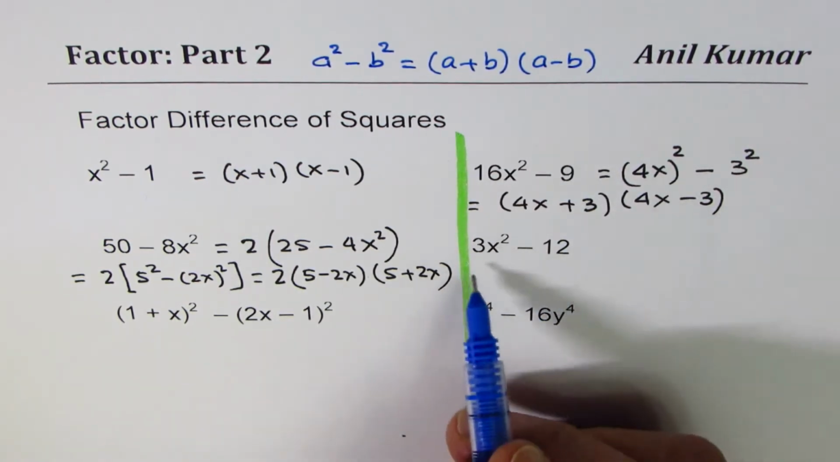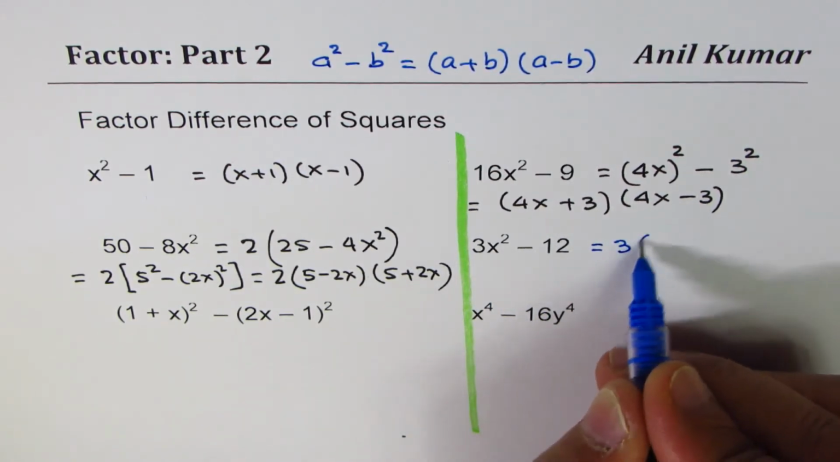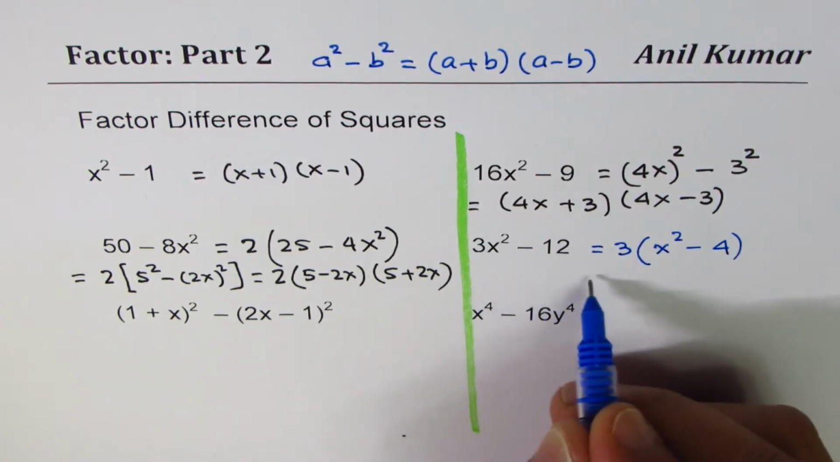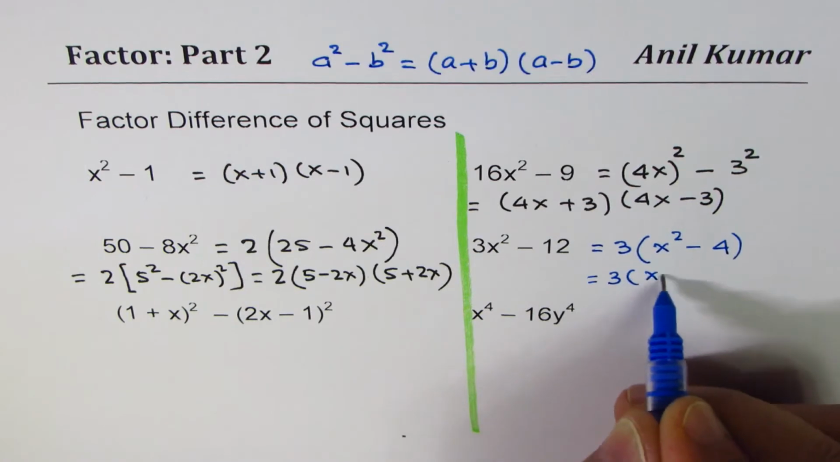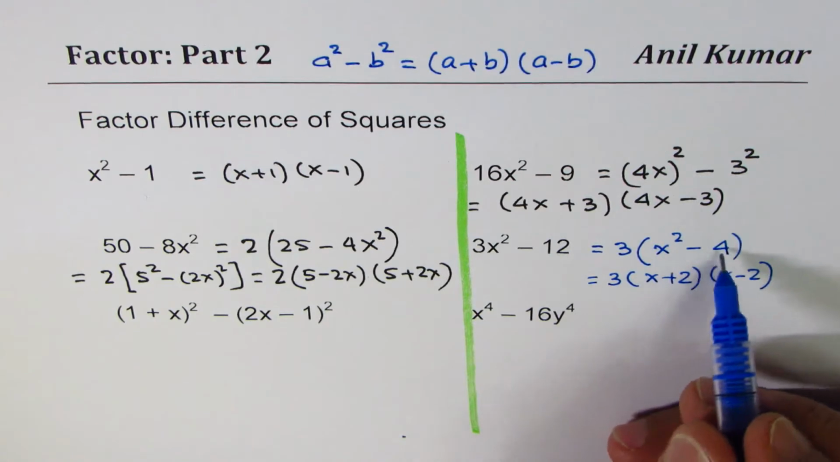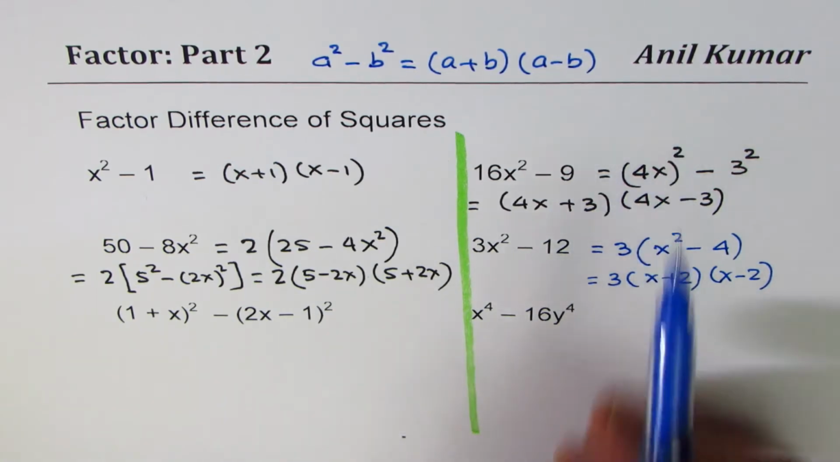Let's continue. 3x squared minus 12, what can you do now? Take 3 common, right? You're left with x squared minus 4. 4 is 2 squared, so you could write this as 3 times x plus 2 times x minus 2. Perfect. I'm not writing 2 squared, it's kind of obvious by now, right? So these are examples with slight variation, but I hope you get the concept here. We have a list of videos which can help you practice more. You can check that list. I'll provide a link here.